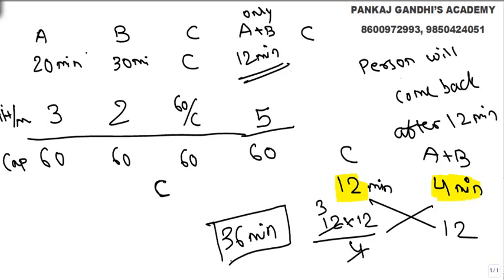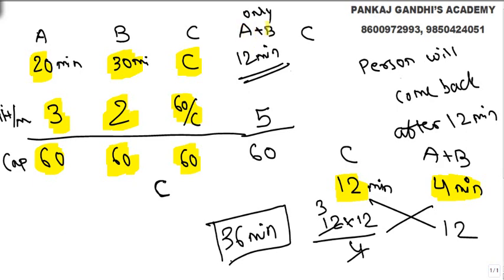A alone fills the tank in 20 minutes. B alone fills the tank in 30 minutes. C alone empties the full tank in C minutes. So what do we do? In 20 minutes we assume capacity full tank 60, so per minute 3. 30 minutes we assume full tank 60, so per minute 2. So now C empties in C minutes full tank, so per minute 60 by C.